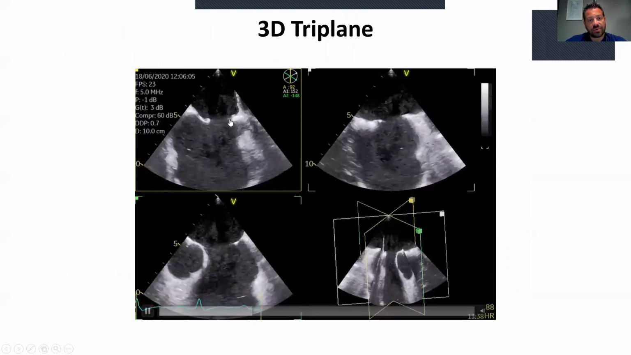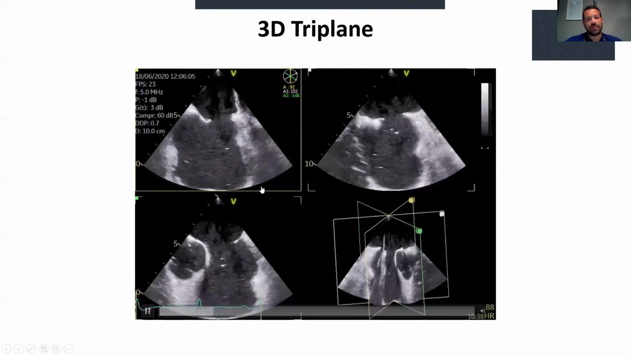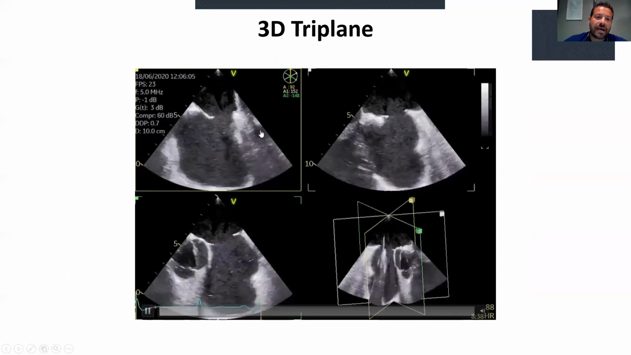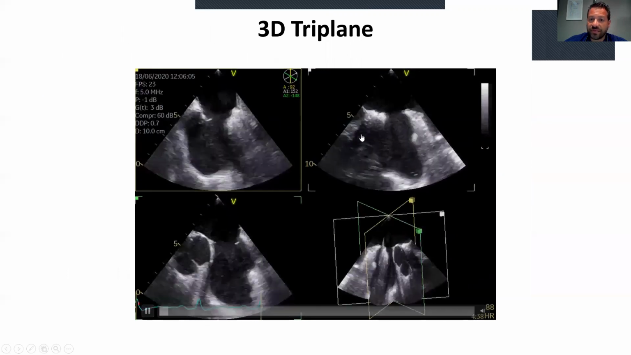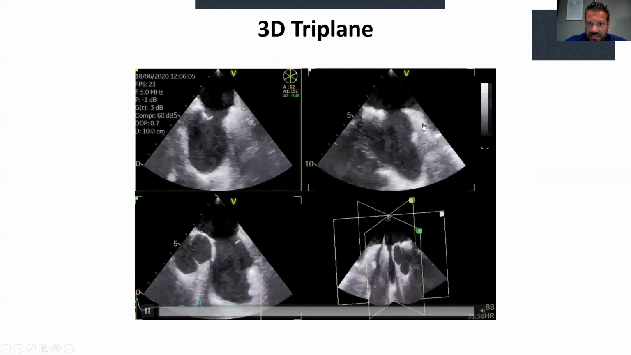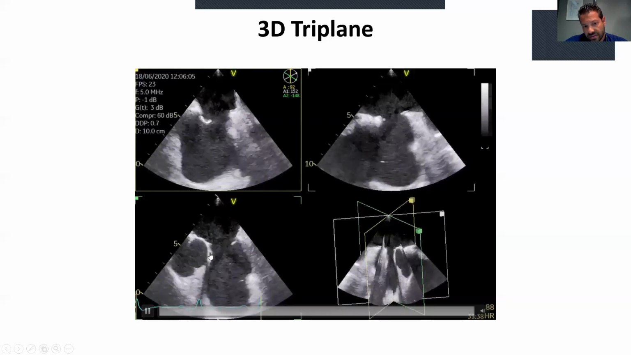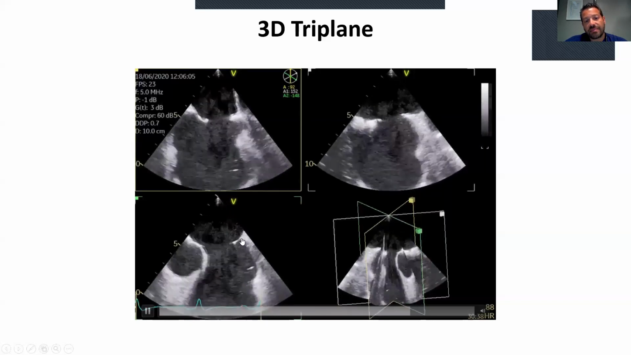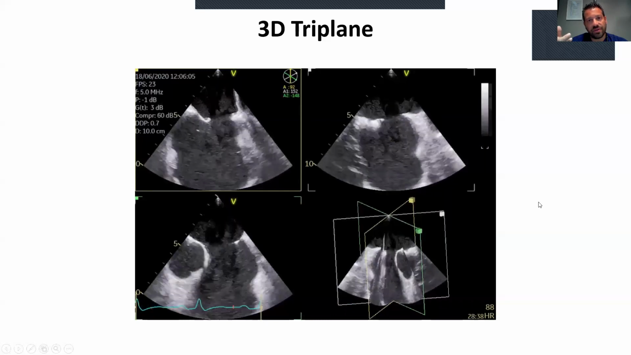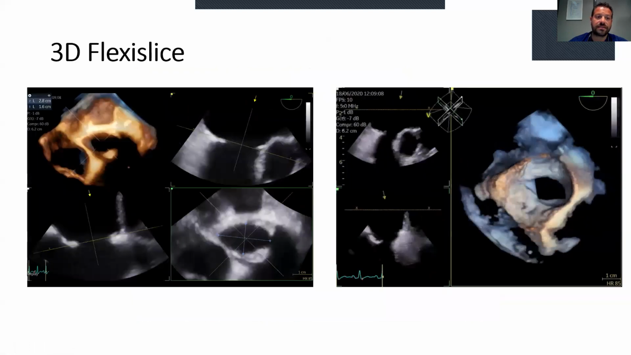In this case, you can see that we have a defect, and at the same time, we can visualize from a different angle. For example, in this case, this view is a bicaval view. This is a modified four-chamber view, where this is the atrioventricular rim, this is the pulmonary venous rim, and this is a left inverted short axis view. You see the aorta here, so there should be the aortic rim. There is no aortic rim in this case. And this is the posterior rim. But with triplane views, we can check at the same time all the rims of our defects.